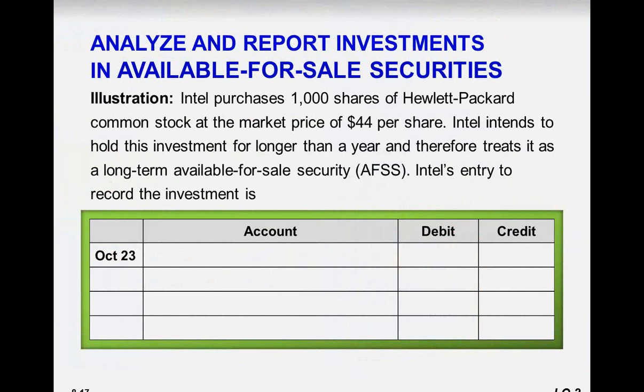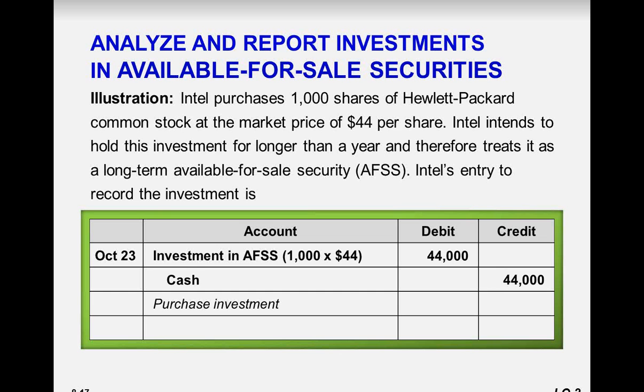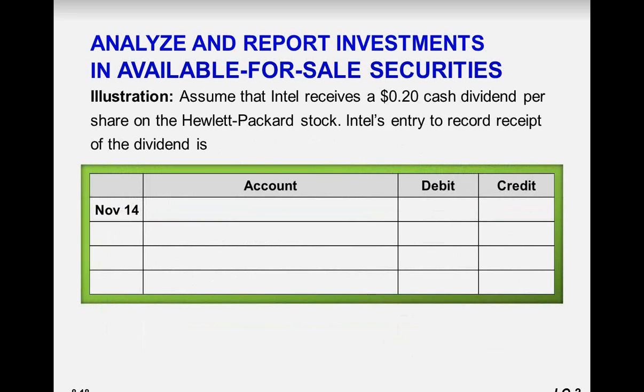Well, let's look at one of these first, I guess. We have 1,000 shares of Hewlett-Packard common stock. The market price is $44 per share. Intel intends to hold this investment for longer than a year and therefore treats it as a long-term available for sale security. Intel's entry to record this investment is our investment in the stock at 1,000 shares at the market price, and we pay cash. If we receive a dividend on this stock, then we have cash and it's dividend revenue.